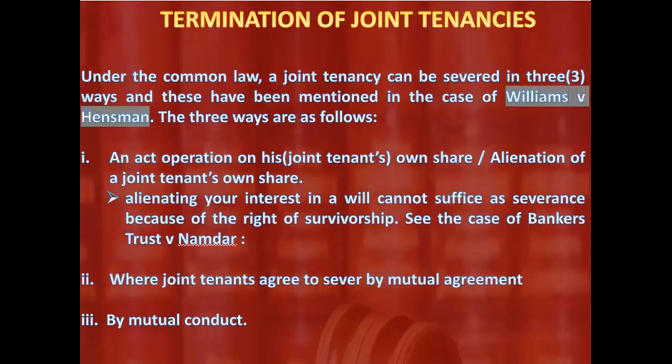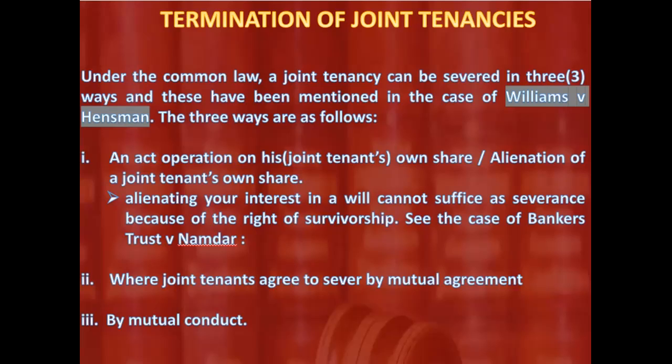And these three ways that the common law identified have been outlined in the case of Williams versus Hensman. Williams and Hensman is reported as far back as in the year 1861 in 1 J&H, report at page 546. Williams is spelled W-I-L-L-I-A-M-S versus Hensman, H-E-N-S-M-A-N. This case provides three principal ways in which a joint tenancy can be terminated. And the three ways are as follows.